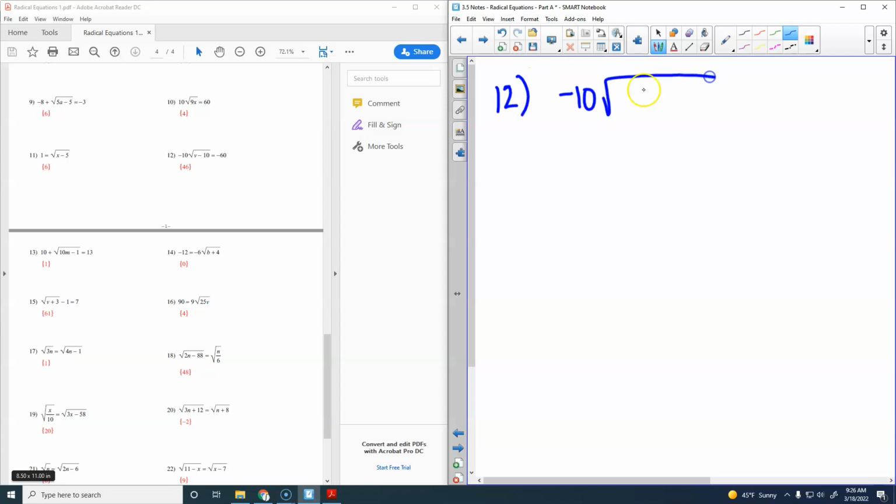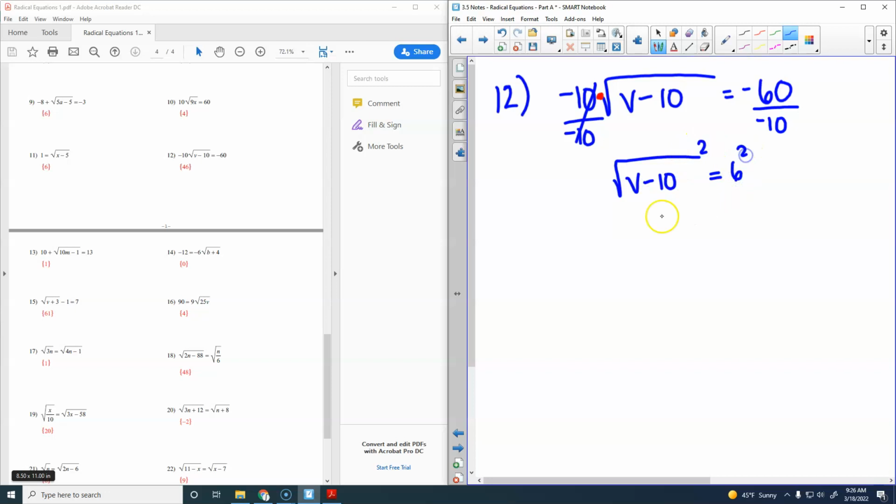Negative 10 square root of v minus 10 equals negative 60. What do we need to do first on that one, Blaine? Not add. That was where your mistake was. If it's right next to that square root, it's been multiplied. The negative makes you think add, but you're going to divide by negative 10. So that's going to give you the square root of v minus 10 equals 6.